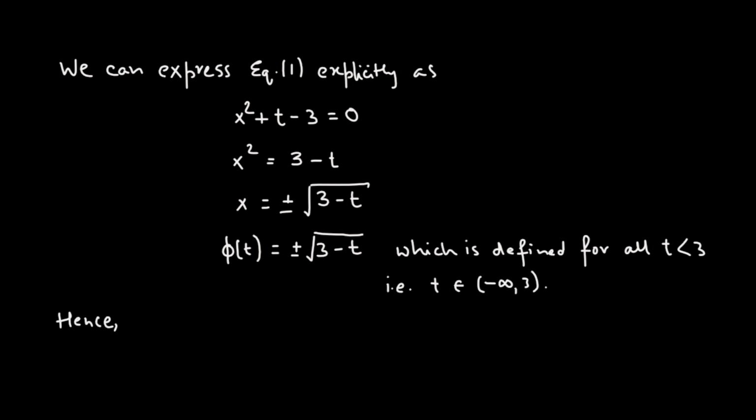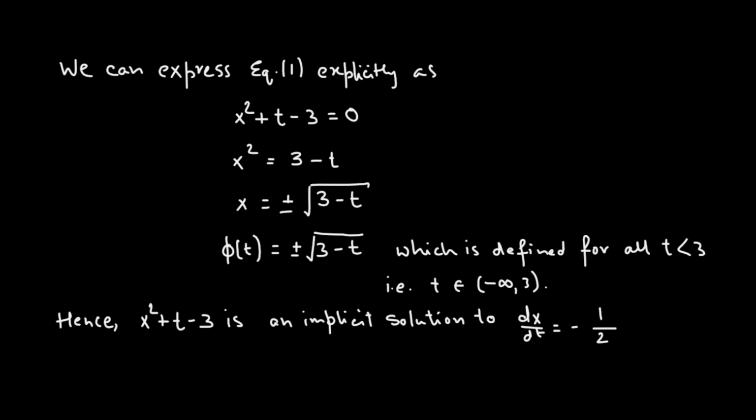Hence, x squared plus t minus 3 equals 0 is an implicit solution to the differential equation derivative of x with respect to t equals negative 1 over 2x on the interval negative infinity to 3.